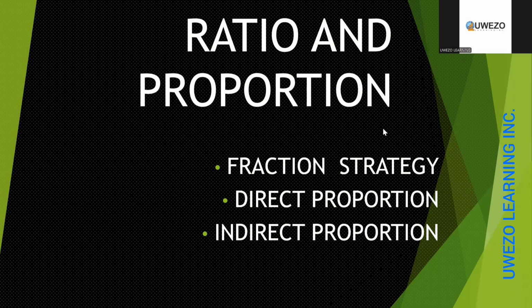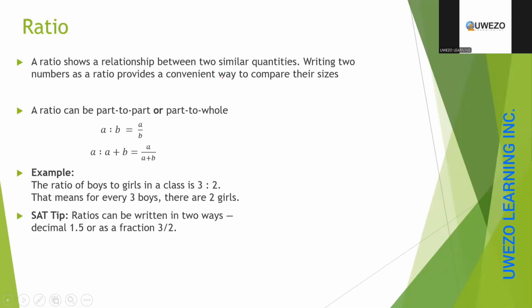Ratio compares two quantities. Writing two numbers as a ratio provides a convenient way to compare the sizes. Also, it tells us how many times one value contains the other.